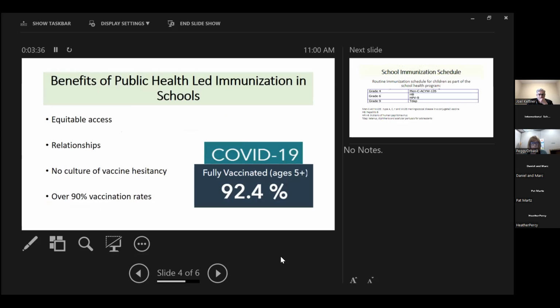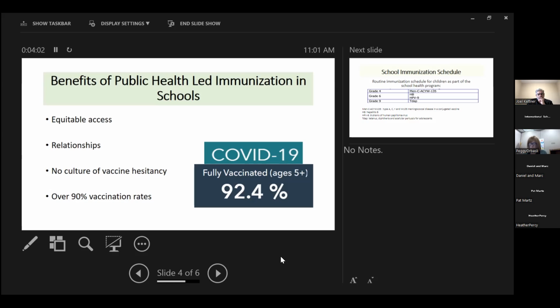So these are the benefits of public health-led immunization in schools. We enjoy a high uptake of immunization within the province. The system works so that young children aged 2 months to 5 years will receive their immunizations from a community health nurse at a local health unit. School-age children are offered immunization programs delivered by community health nurses in special immunization clinics within schools.